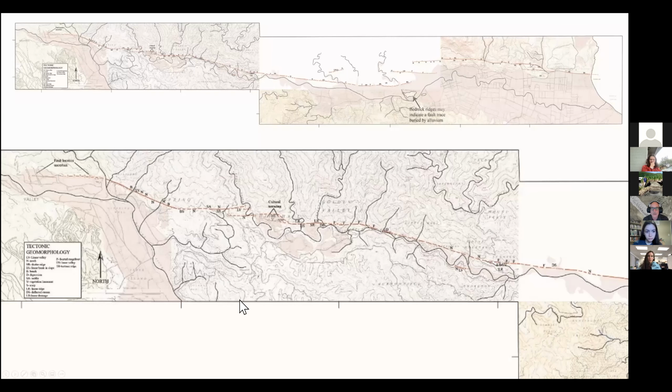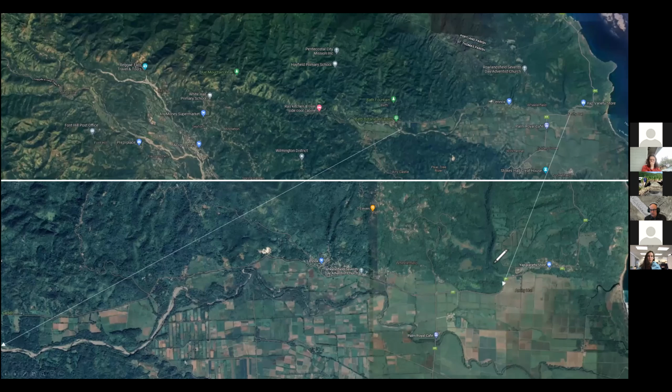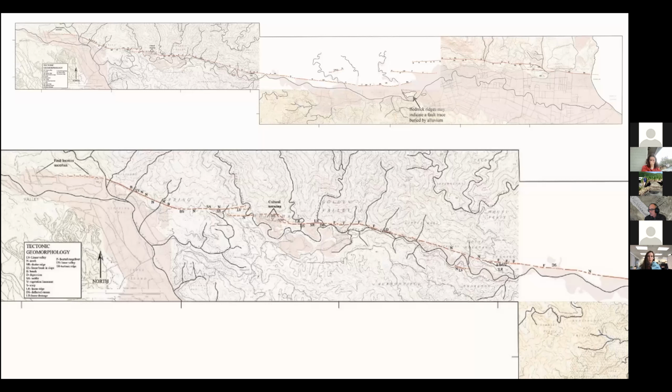And so here is an example of the result. I'm just jumping around, but if you look at this little feature right here, it's like a bump that's out in the valley. That same feature appears in the next image. It's over here.